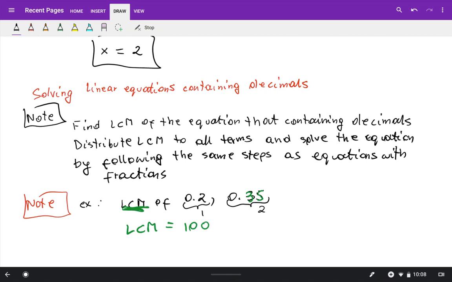Also, again, you guys can see that 0.2 is the same as 2 over 10. 0.35 is the same as 35 over 100. So the LCM of 10 and 100, of course, will be 100. Okay, maybe you need to see it that way or just use the shortcut. Again, just put 1, and since the second decimal has two numbers after the decimal point, that means we need to attach two zeros.